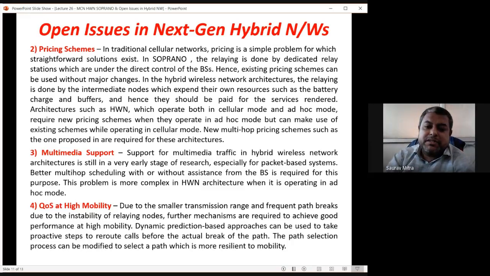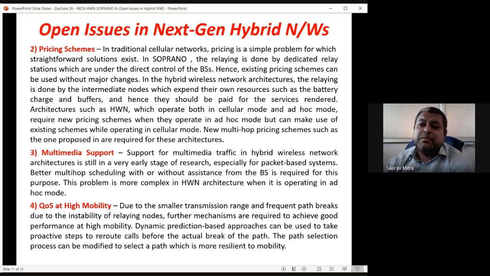Dynamic prediction based approaches. Just see what it is saying. PLBQR, we have the predictive location based routing algorithm. We have seen that. Dynamic prediction based approaches can be used to take proactive steps. Proactive means before the occurrence happens. Before the danger happens, you are proactively taking the rejoining scheme into picture. Dynamic prediction based approaches can be used to take proactive steps to reroute the calls before the actual path breaks.